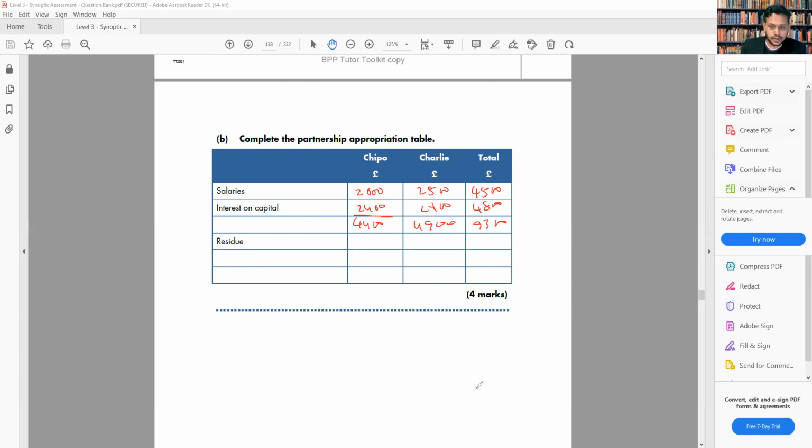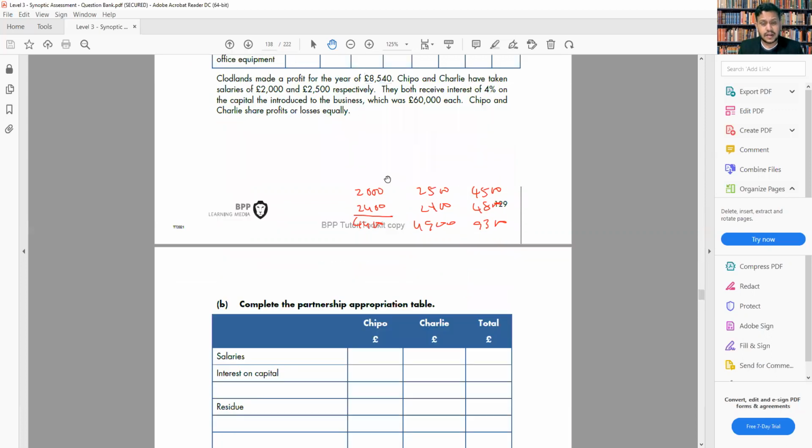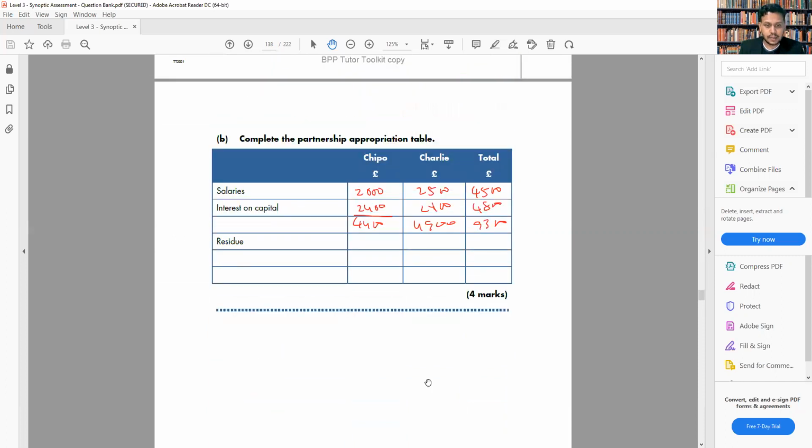That's it. So after we have this, we need to find how much profit is left. Now from the question, the profit we have is 8,540. We have to see how much profit is left, so the residual profit. The total expense we have is 9,300. So from there, 8,540 minus 9,300, I need to see how much is left. We have 760, but it is a minus. Our expense is more and the profit is less. The expense is 9,300 and the profit is 8,540, so you have a minus 760. This 760 will be split equally between these two partners, so we divide by 2. It will be 380 and 380.